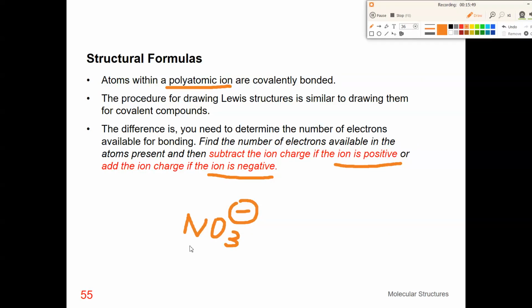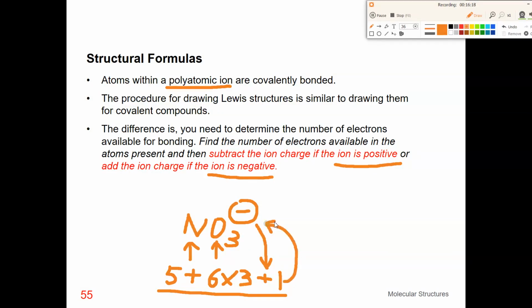Nitrogen has 5 valence electrons and oxygen has 6. However, there are 3 oxygens, so you multiply by 3. When we figure out the total number of valence electrons, it is 5 for nitrogen plus 6 times 3 for oxygen, plus another 1 for the charge. So this is the total number of valence electrons available. This is the difference for ions compared with the neutral atoms we talked about in the previous slide.